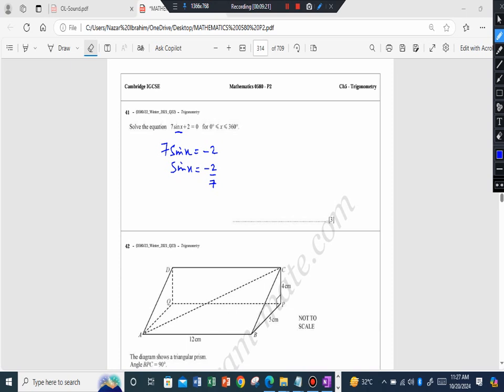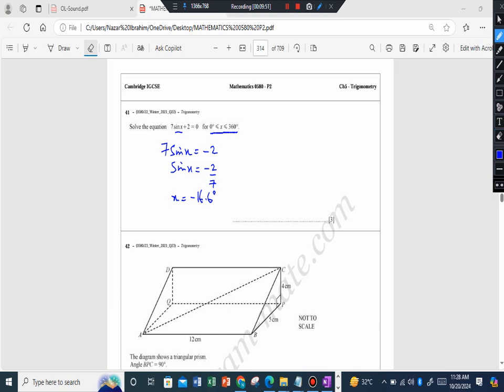So now taking sine inverse of minus 2 upon 7, the answer is x equals minus 16.6. Now the issue is that the answer we are getting is not included in the range given to us in the question, because it says that x should lie between 0 and 360, right?